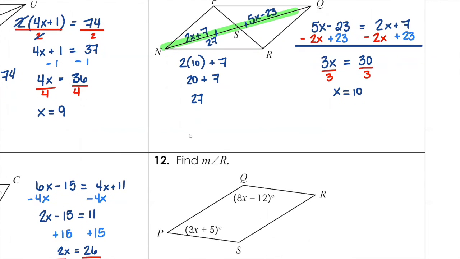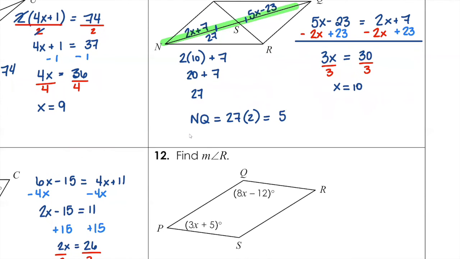So what would the full length of NQ be? 27 times 2, which is 54. Absolutely.